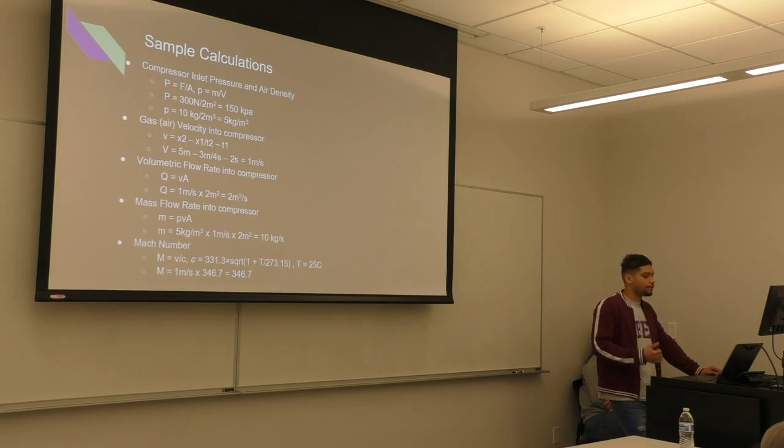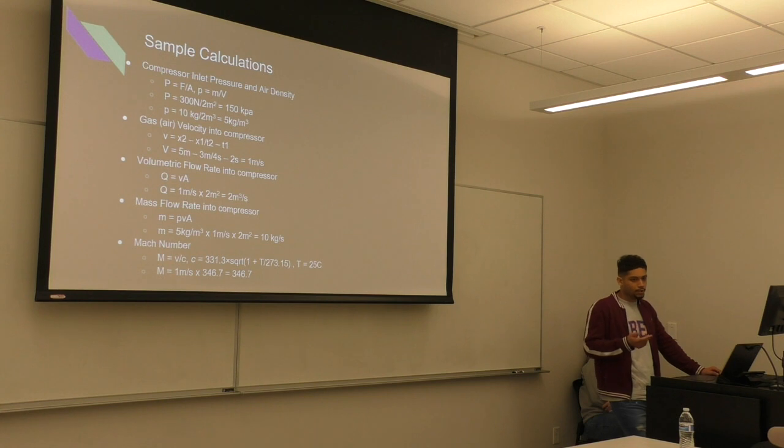We're also going to find volume flow rate, which is equal to the velocity times the cross-sectional area. Our mass flow rate into the compressor is our density times our velocity and the cross-sectional area. And then our Mach number, which is the velocity over the speed of sound.